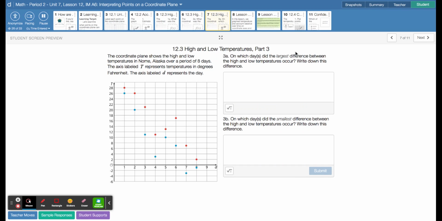So I'm looking for the one that has the largest difference for this top one. And for this bottom one, something similar is asking which days have the smallest difference instead. So write down the difference and which days you find those at, and I really want you to think about how you solved for that. How did you figure out the differences? Okay.